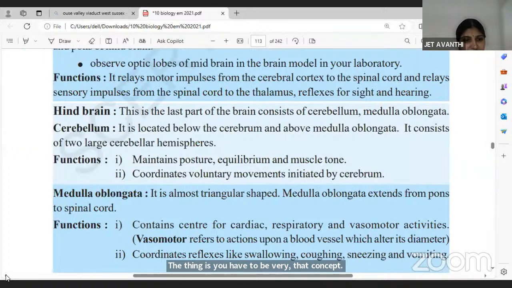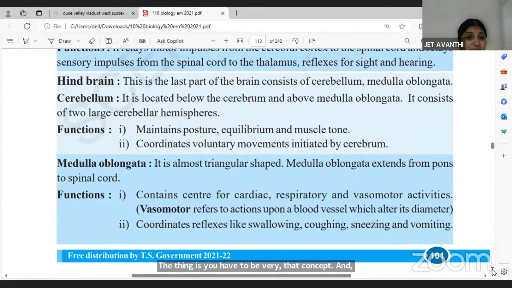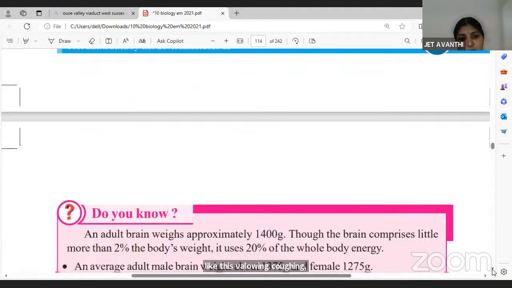And here we have the medulla oblongata, which majorly coordinates, and it has a few functions, children, like the reflexes. Here it regulates reflex actions like swallowing, coughing, vomiting. All these are coordinated by the medulla oblongata.